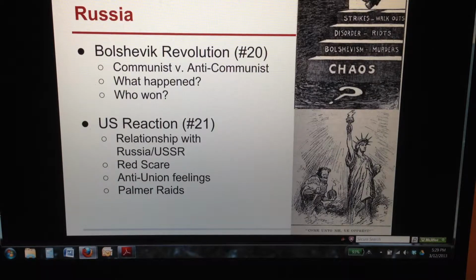So first off, what's going on in Russia? Why does that matter? The thing that's going on there is called the Bolshevik Revolution. So number 20 is the Bolshevik Revolution. So what happened? At this time there was an anti-communist government. They were not communists in control of Russia at this time. But the communists began to fight for their right over the government.